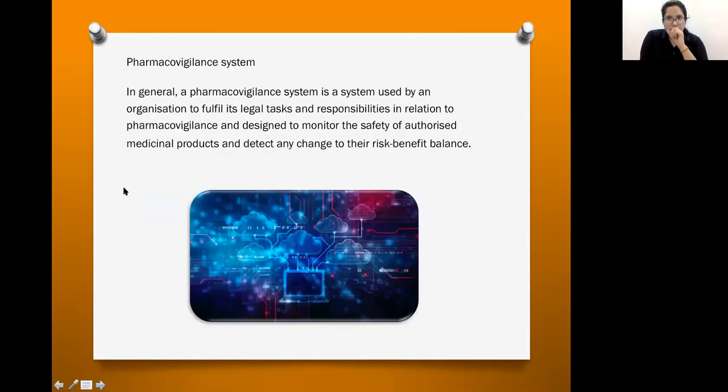Then there is the pharmacovigilance system. In general, a pharmacovigilance system is a system used by an organization to fulfill all its legal tasks. Every country has different requirements for the marketing authorization holder. What kind of requirements? They have to have a system, a database, so that they can monitor all the pharmacovigilance tasks and legal responsibilities in relation to pharmacovigilance, designed to monitor the safety of authorized medicinal products and detect any change in their risk-benefit balance.